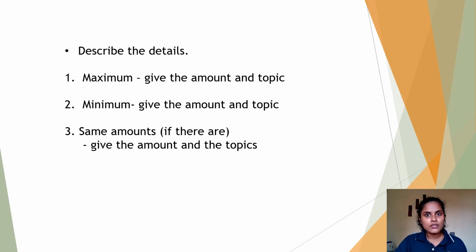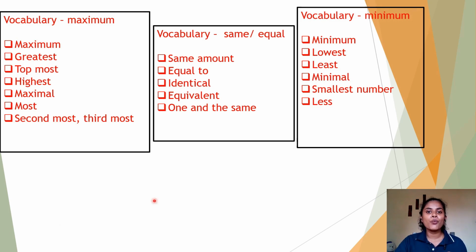So in that sense also, we can use a few words instead of saying the maximum is this, the minimum is this. We can use new words. So for the maximum, there are a few words I have given. Instead of using just maximum, you can use the greatest amount, the topmost amount, the highest amount, the maximal, the most, and even for the next amounts, you can use second most, third most, which means the most is the first, which is the maximum, the second most is the second having the maximum after the first place, and the third most is the third place in terms of the maximum amount.